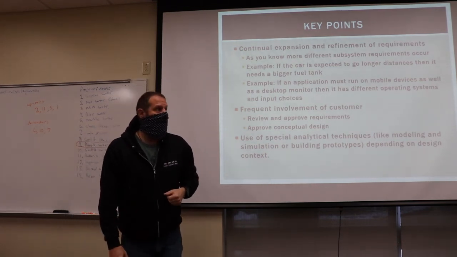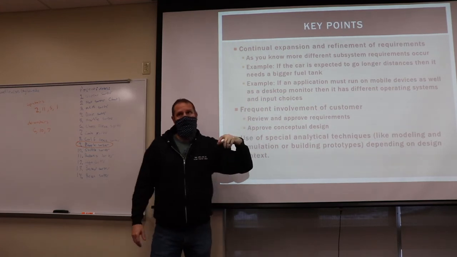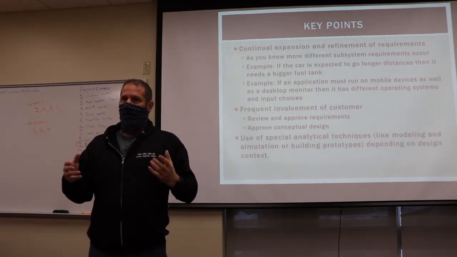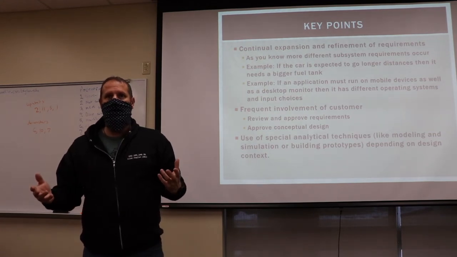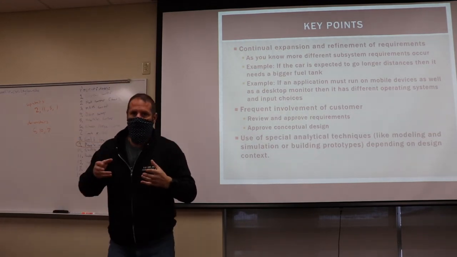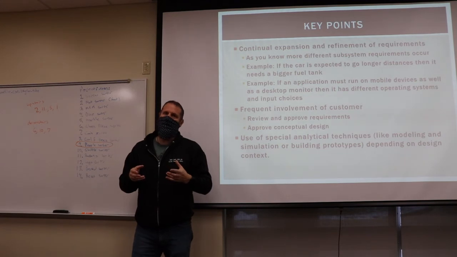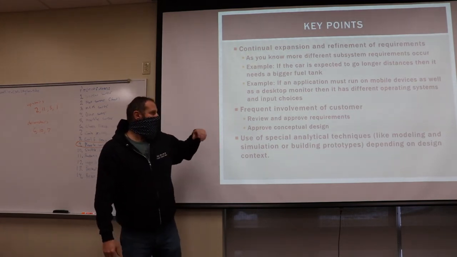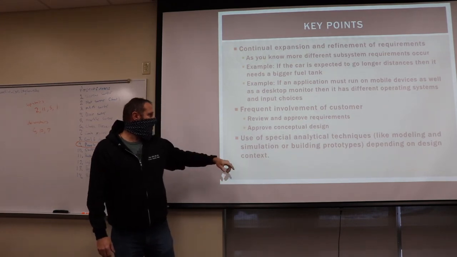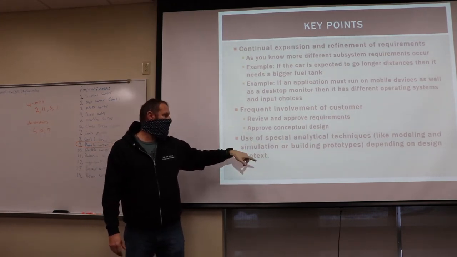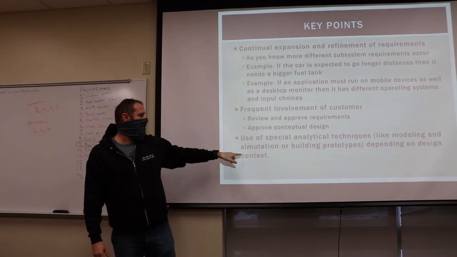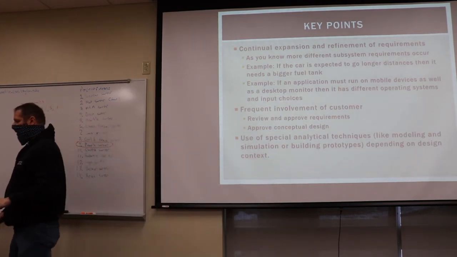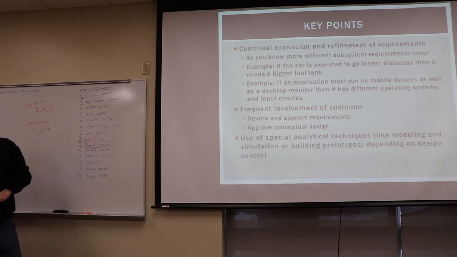So we had to move other subsystems around, okay? Again, this is an example of engineering yourself into a corner, right? If you don't think about all these things up front, then you wind up mid-process having to back up 5 or 6 levels to be like, oh man, now how am I going to make this work? I beat that horse to death. Use of special analytical techniques like modeling and simulation, or building prototypes. That's what this class is about, making prototypes until you get something that works.